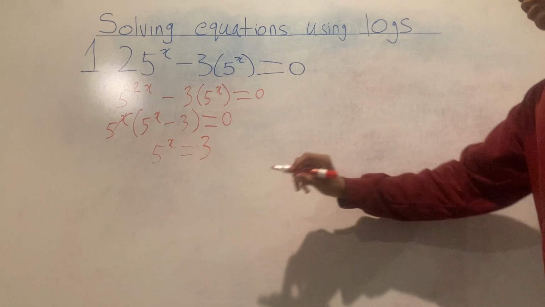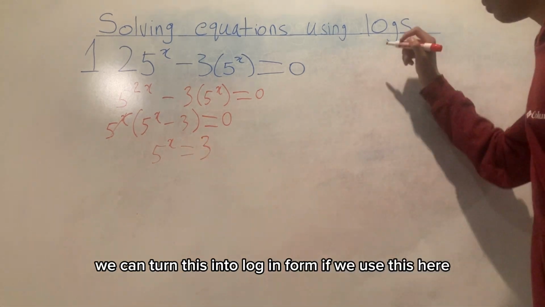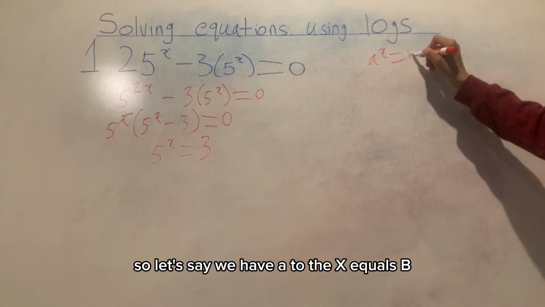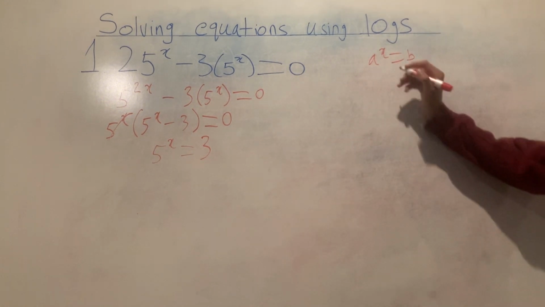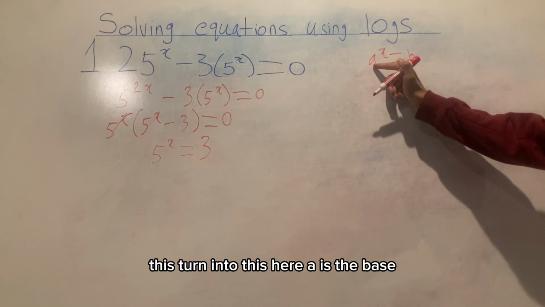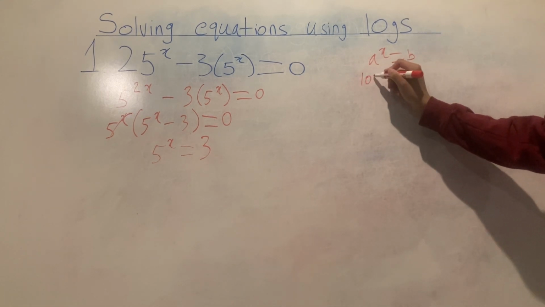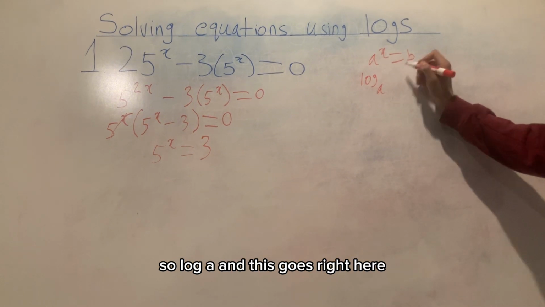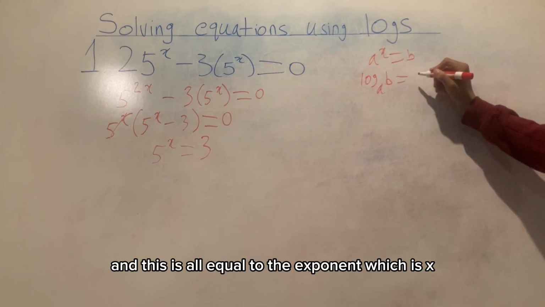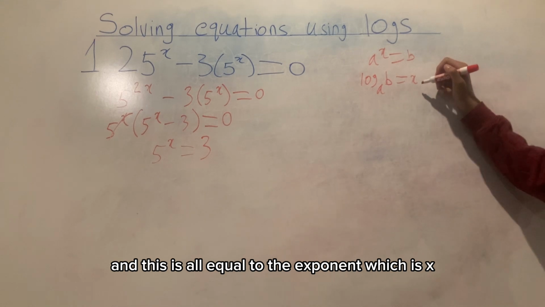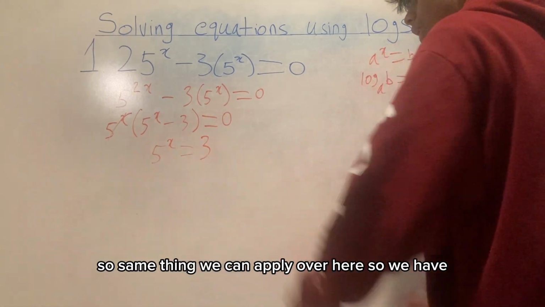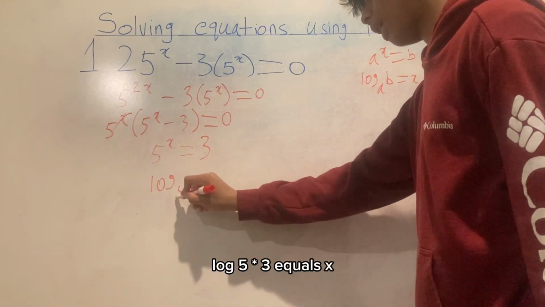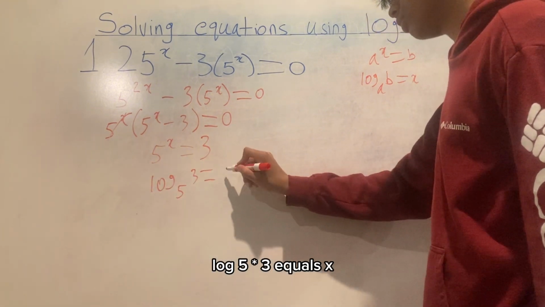Now, we can turn this into logarithm form. Let's say we have a to the x equals b, which is like what we have here. This turns into log, and then a becomes the base. So log base a, and b goes right here, and this is all equal to the exponent, which is x. Same thing we can apply over here. So we have log base 5 of 3 equals x.